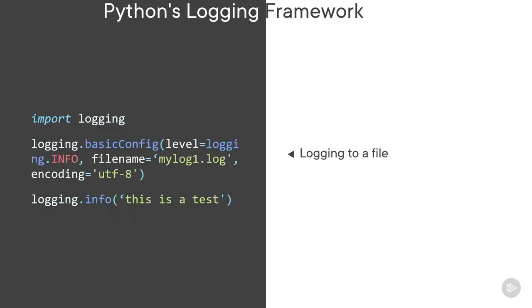Now, this is an example of logging into a file. In this code, we're importing our logging module, and then we have logging.basicConfig. basicConfig is a method that's used to configure various settings for our logging. You can see we're setting the level to INFO, specifying a file name, and also specifying the encoding. When this runs as part of our code, it's going to put the logging into that mylog1.log file.